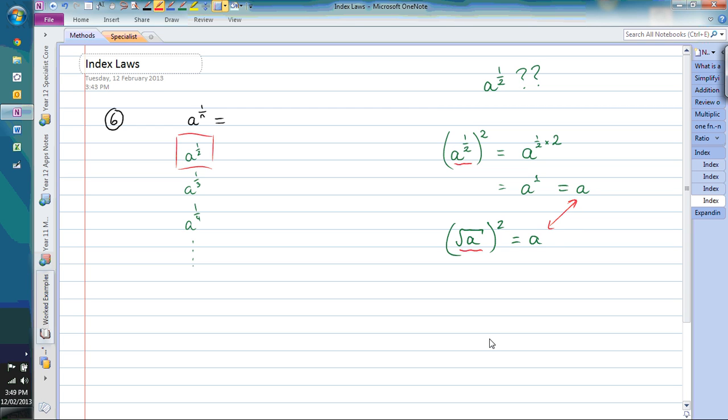So the only conclusion that we can draw from this, the squares are the same, the results are the same, is that these two things must be equivalent. A to the power of 1/2 must be the same as the square root of a. So I'm going to write that over here.